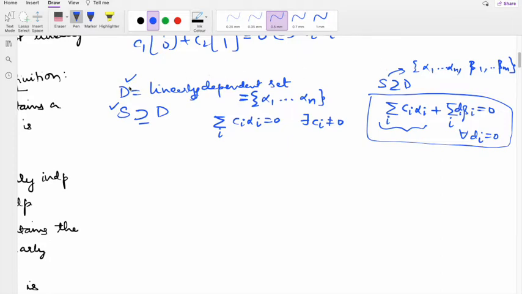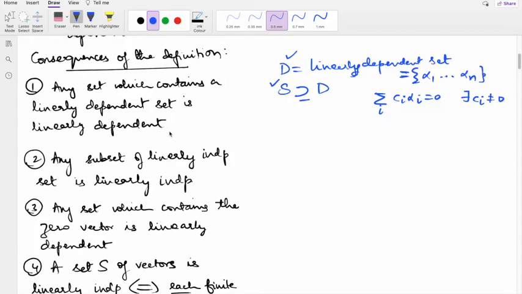So the idea is that since D is a linearly dependent set, I can always find a set of scalars in the field F such that this new set which I'm constructing is also a linearly dependent set. Okay, that's property number one, I mean, consequence number one.